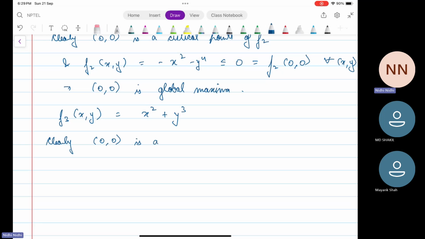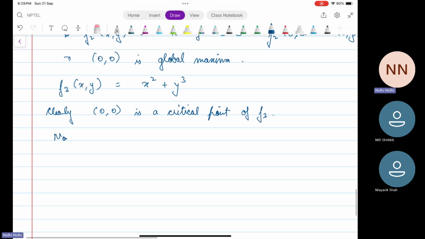0, 0 is a critical point of f3. Now the value of the function f3 at this critical point is 0. We need to see what happens in the neighborhood of origin. So in the neighborhood of 0, 0, whether the function values are greater than the value at f(0, 0) or less than the value at 0, 0. So basically you need to see whether it will be a saddle point.